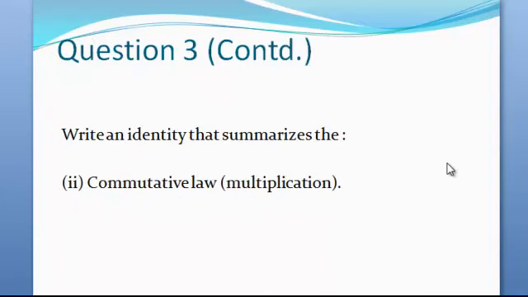Question 3, part 2. It asks us to find an identity that summarizes the commutative law. Now, the commutative law, and this is on the multiplication. Now, the commutative law basically states that the way in which numbers are ordered does not affect the sum or the product that we get in an arithmetic operation. Now, remember, we're doing this one for multiplication, so let's look at the solution.